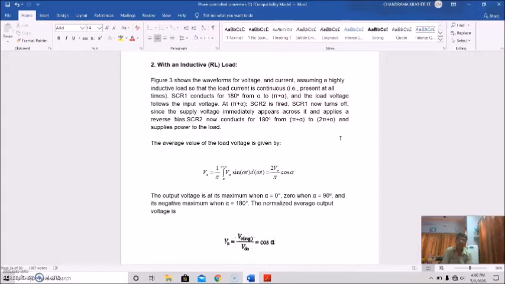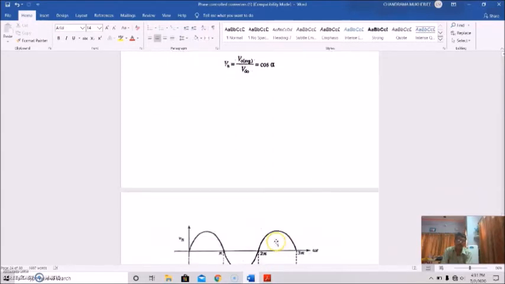So the average value of the load voltage will be given by the integral from alpha to pi plus alpha of Vm sin omega t d omega t, and that works out to 2 Vm by pi cos alpha. From this equation of the output voltage, we are finding that when alpha is equal to 0, output voltage is maximum, it is 0 when alpha is 90 degrees, and it is negative maximum when alpha equals 180 degrees. So the normalized average output voltage will be cos alpha.